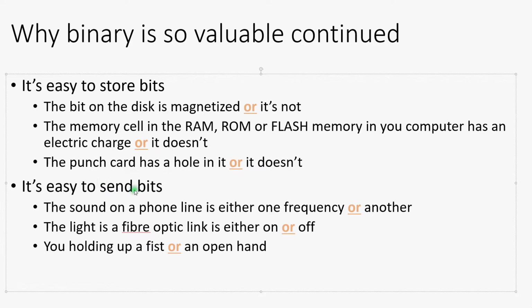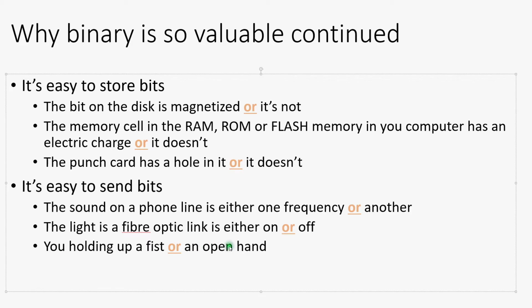It's also easy to send bits. In the days of modems, you heard that horrible squeal on the phone line. Well, that squeal was a set of frequencies, and one set meant there was a 1, another set meant there was a 0. And it just serialized those up and sent those bits down the phone line. The light in a fiber optic link: if the light is on, it could represent a 1. If it's off, it could represent a 0. If it's being driven at a certain frequency, it's a 1, on a different frequency, it's a 0. Again, the OR becomes important. It's one state or the other.